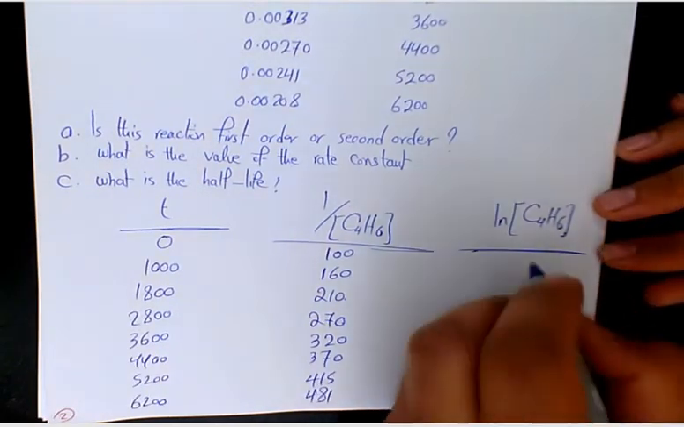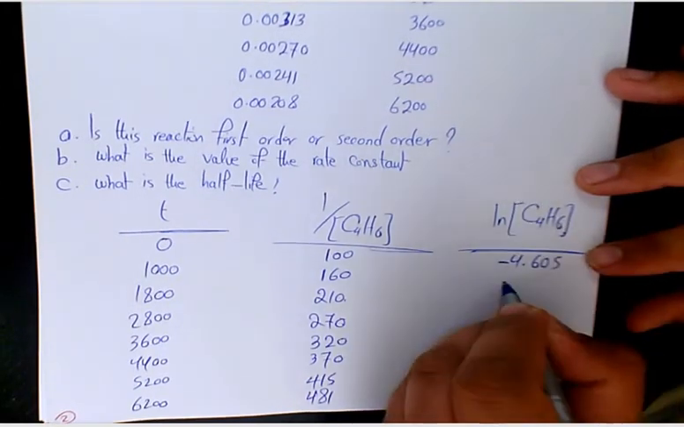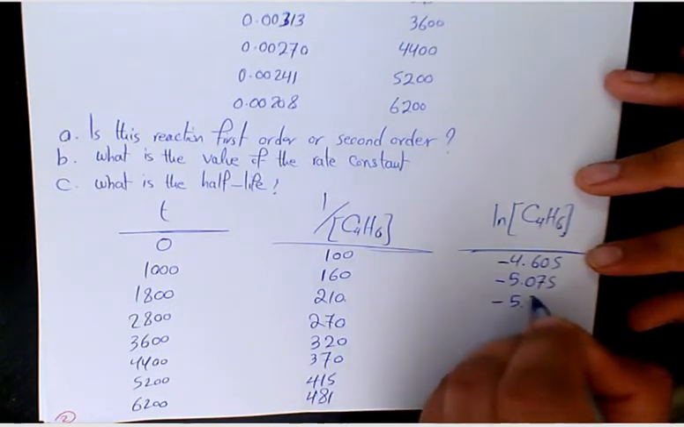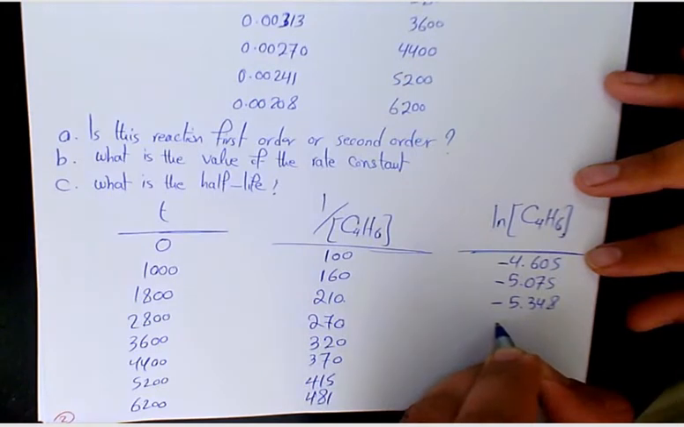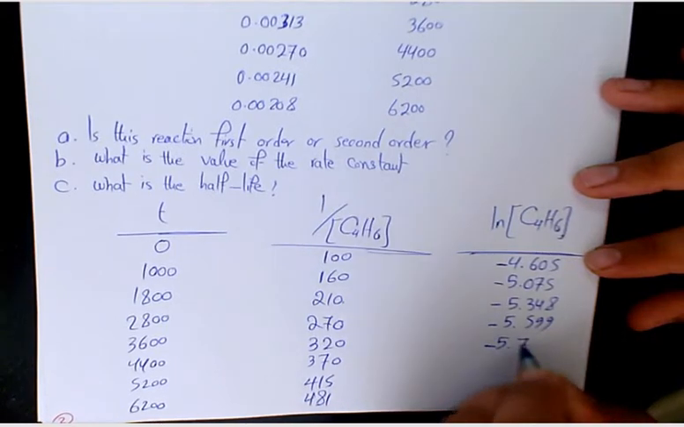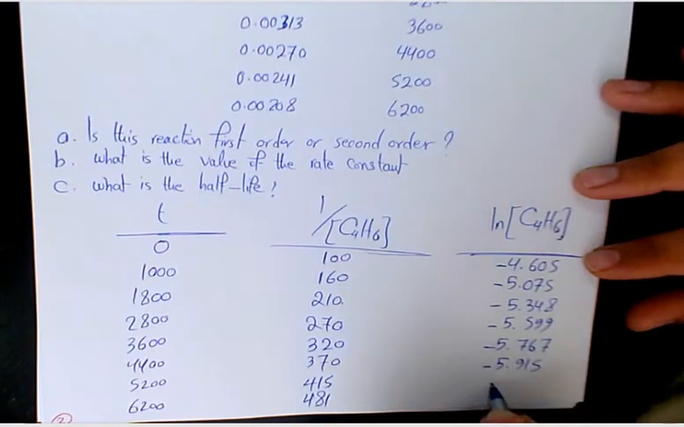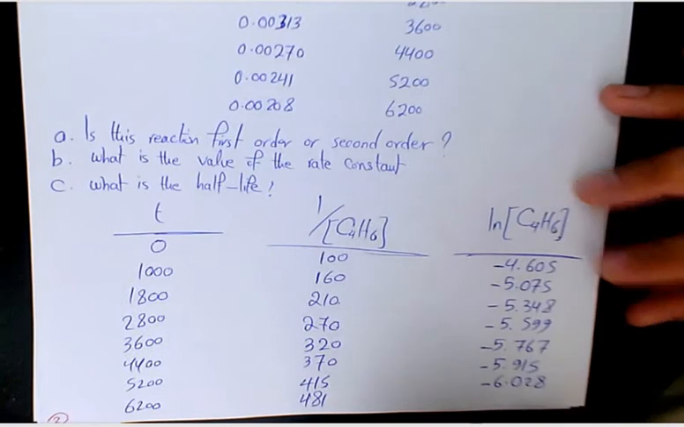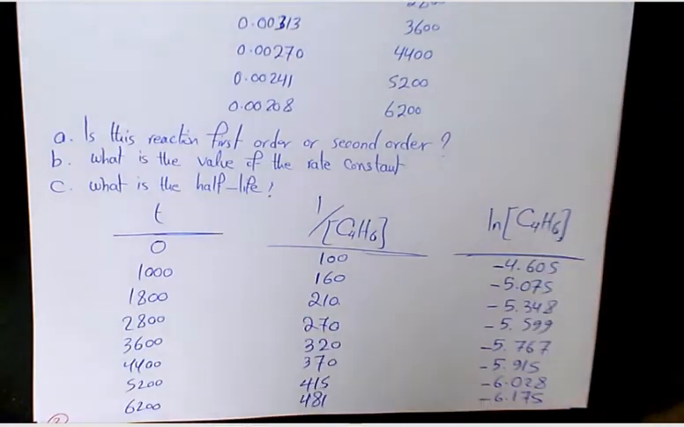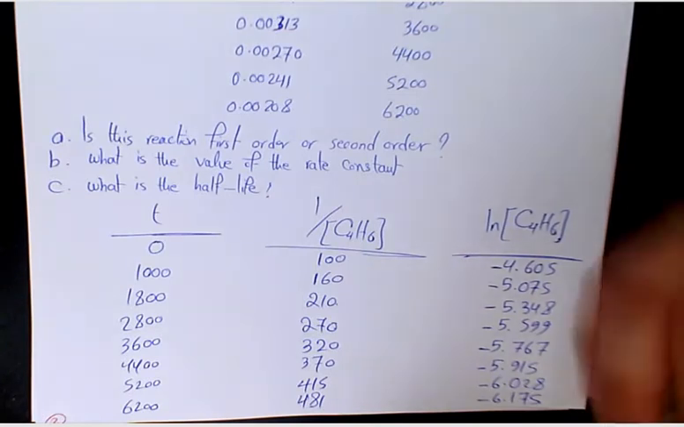Now ln concentration is going to be negative 4.605, negative 5.075, negative 5.348, negative 5.599, negative 5.767, negative 5.915, negative 6.028, negative 6.175. So now we need to graph these two to see which one shows you a linear relationship.